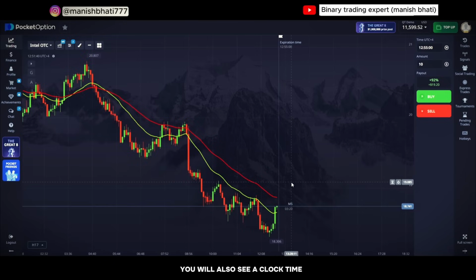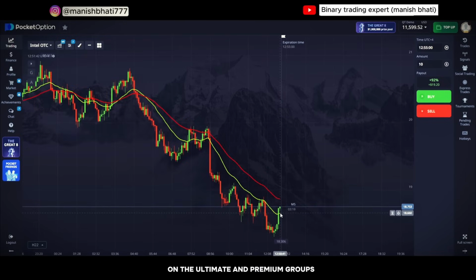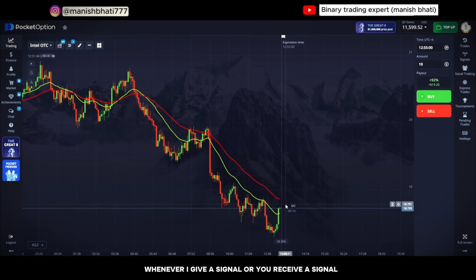You will also see a clock time on the ultimate and premium groups. Basically, you should ignore the clock time. Whenever I give a signal or you receive a signal in either group, ultimate or premium, you should take entry on the next 5-minute candle. So ignore the clock time. This is how you can take our ultimate or premium group signals.